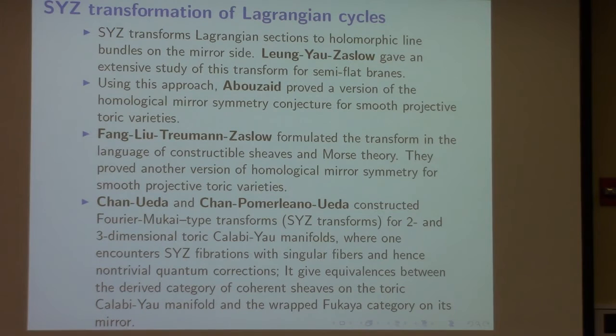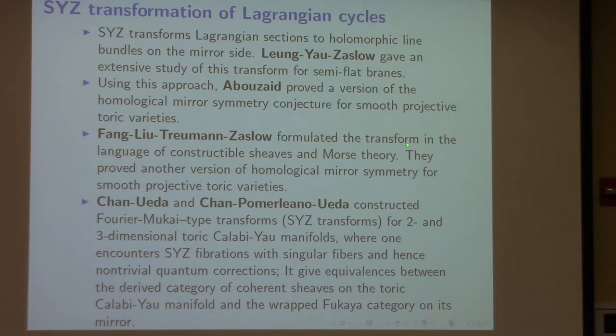The SYZ construction transforms Lagrangian cycles to holomorphic line bundles on the mirror side. Leung, Conan, Sartre, and myself have studied this transform in more detail. We proved two versions of the homological mirror symmetry conjecture for smooth projective toric varieties along the same way.